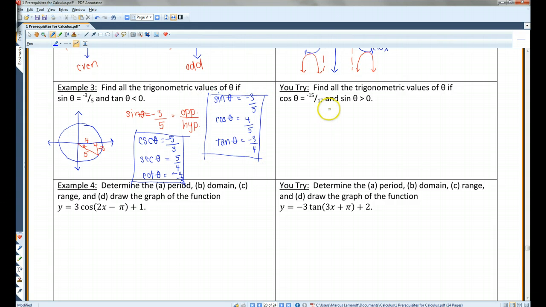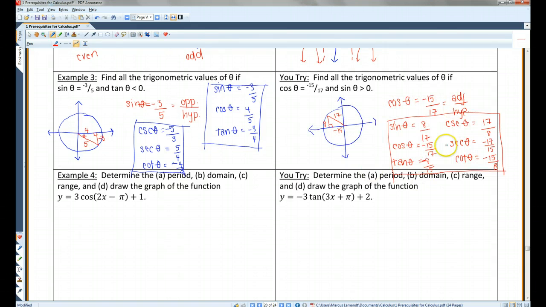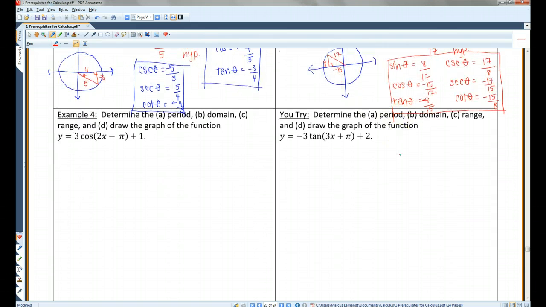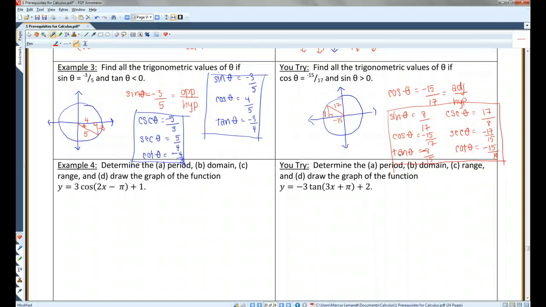Alright, go ahead and try this one. This is the answer you guys should have gotten. Feel free to pause if you need to look at it a little bit.